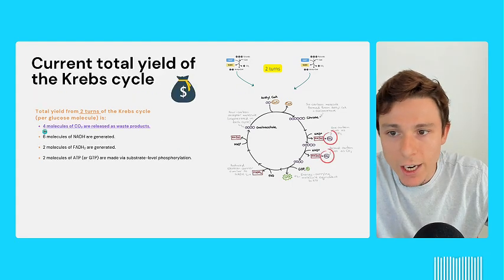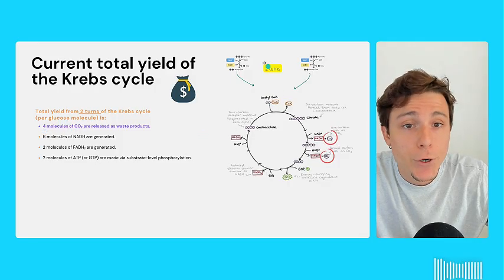So once again, we're going to have 4 molecules of CO2 per glucose, so 2 molecules of CO2 per acetyl CoA.